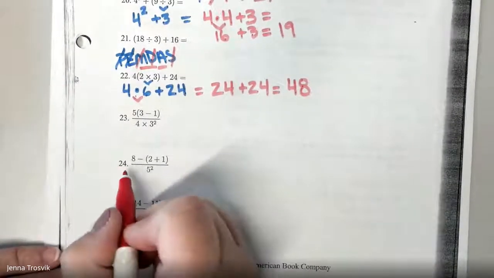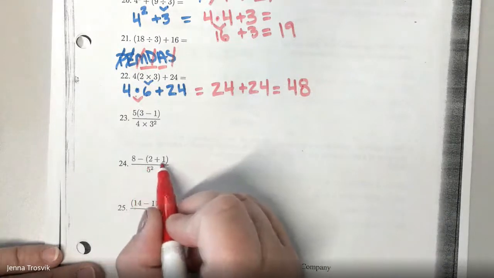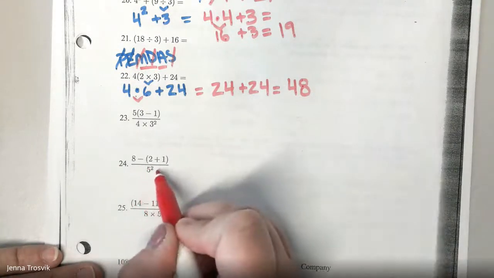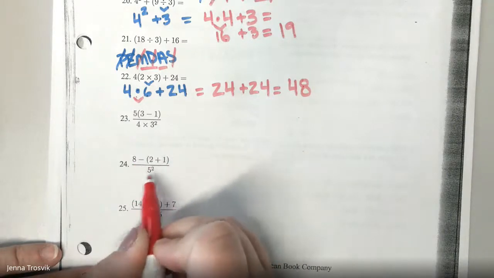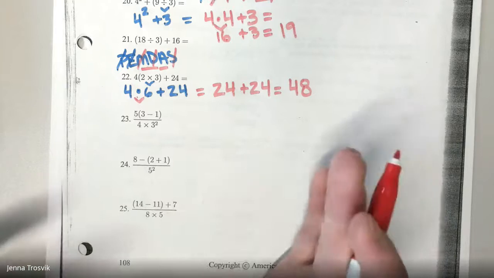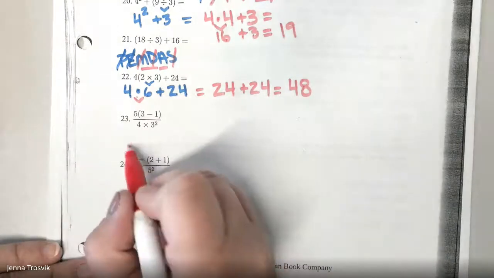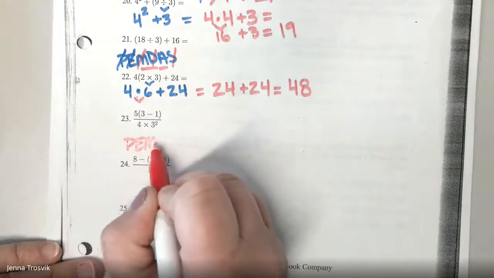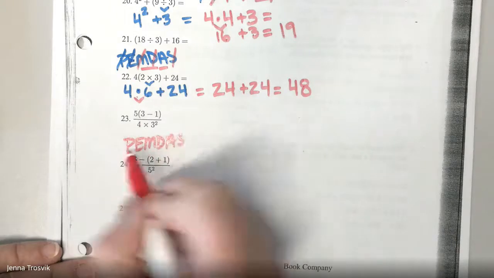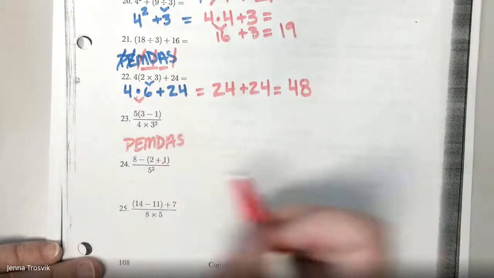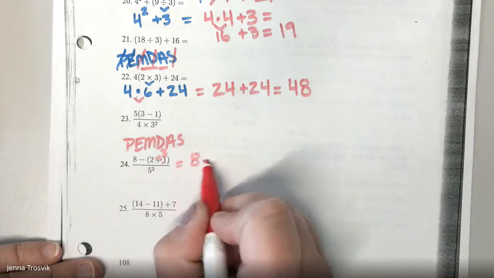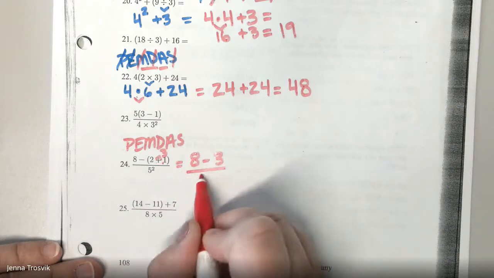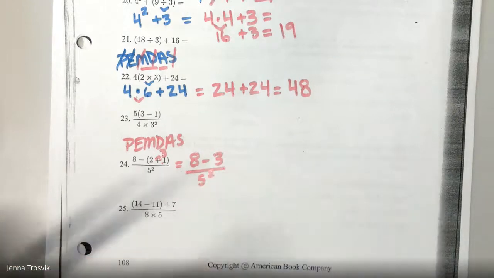All right, number 24. We have 8 take away 2 plus 1 over 5 to the second power. Remember on these, we do the top and the bottom. We can still follow the order of operations as well. So PEMDAS. My first step is to do parentheses. So 2 plus 1 in parentheses gives me 3. My problem would be 8 take away 3 over 5 to the second power.